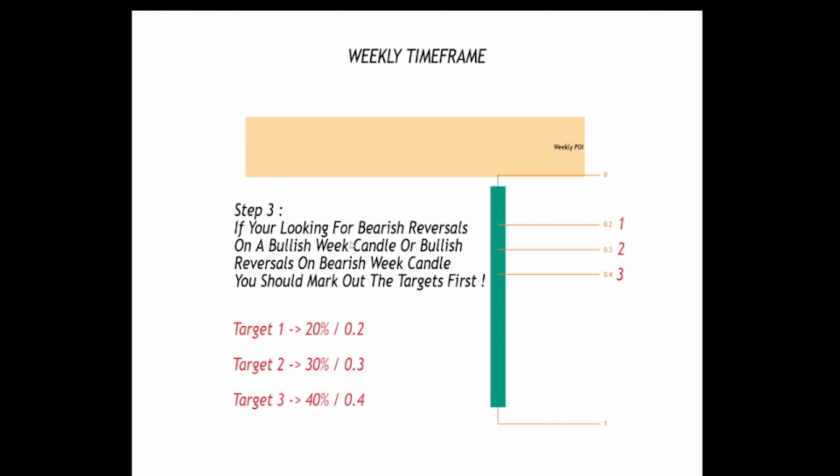So, step 3, you're gonna be looking for bearish reversals on a bullish weekly candle or bullish reversals on a bearish weekly candle. What are these levels gonna act as? You have your 20%, 0.2 is gonna act as target 1. The 30% is gonna act as target 2. And the 40% is gonna finally act as your final target, target 3. So this is how you're going to be acting with those levels.